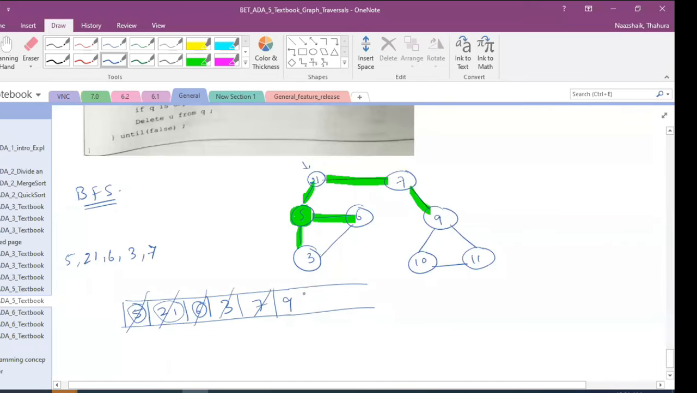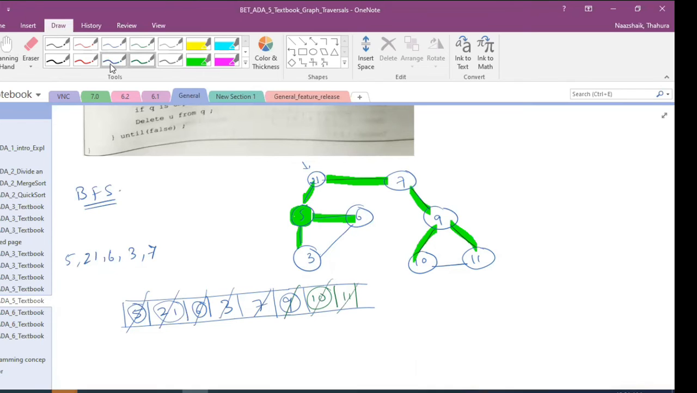Okay. So next, pick this 9. Anything coming out of 9? Yeah, you have 10 and 11 coming out of 9, right? I'm done with 9. Now pick 10. Anything coming out of 10? 11, but it's already in the queue. So there's nothing extra. Then for 11 also, there's nothing extra.